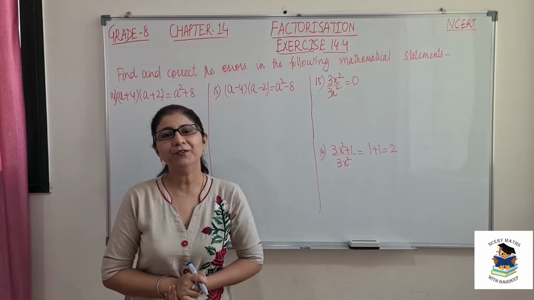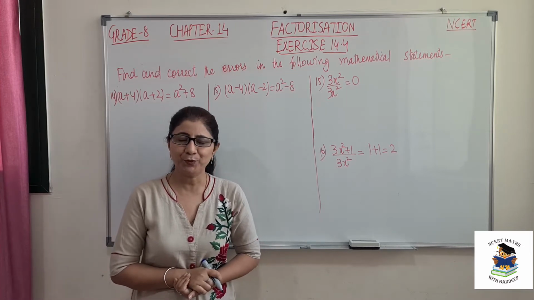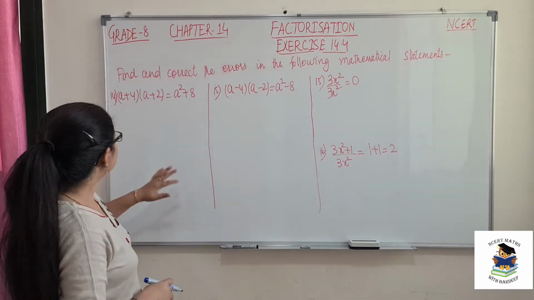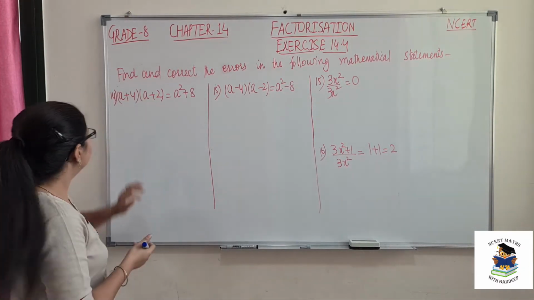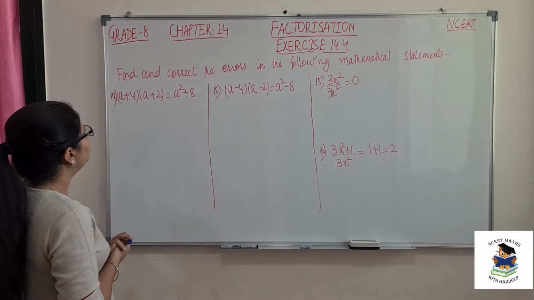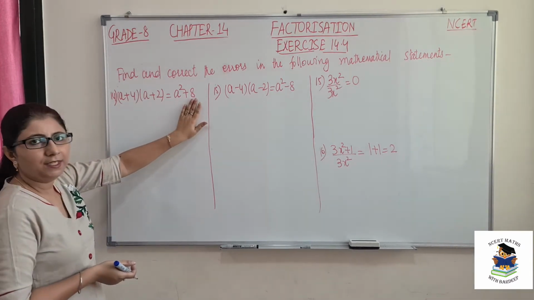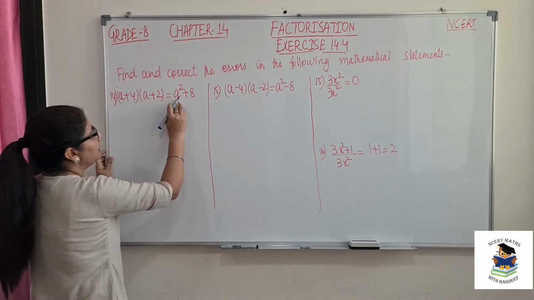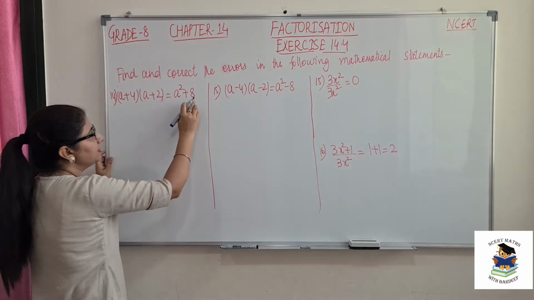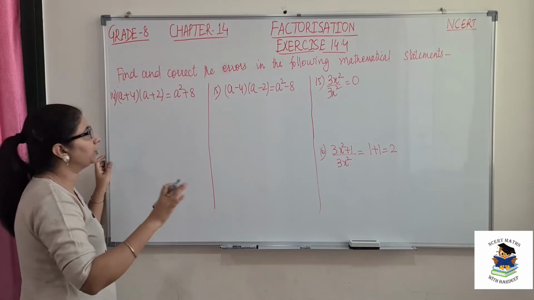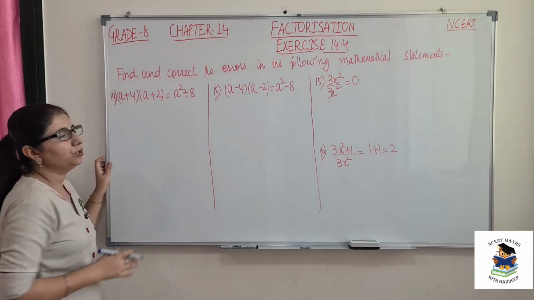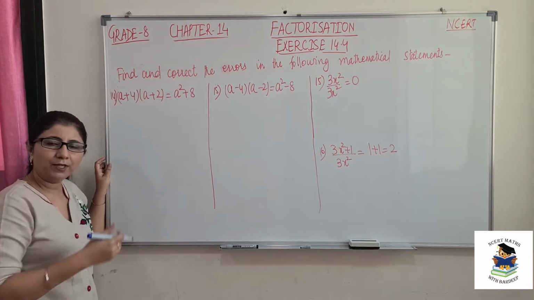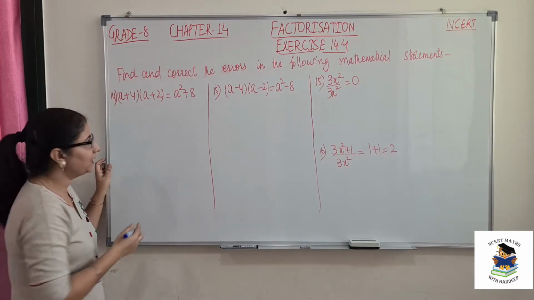Today we are continuing our exercise number 14.4 of chapter 14, that is factorization. So let's see our 14th question. (a + 4)(a + 2) = a² + 8. This is again wrong because they have multiplied a with a as a², and 4 with 2 as 8. But this is wrong because whenever multiplication of binomials is to be done, we should multiply every term of one binomial with each term of the second one.